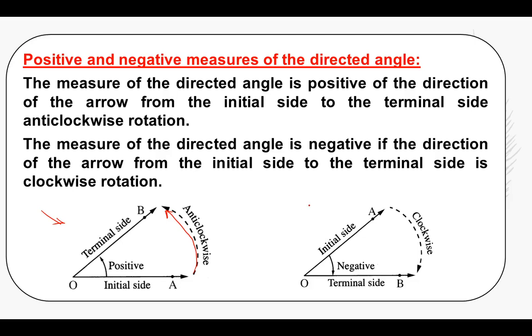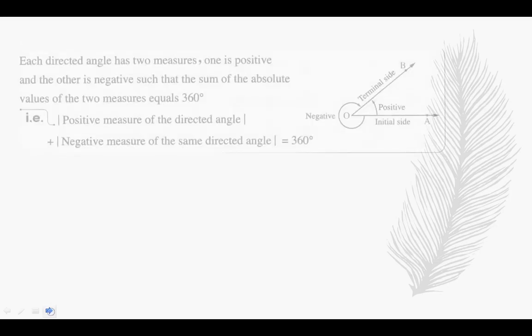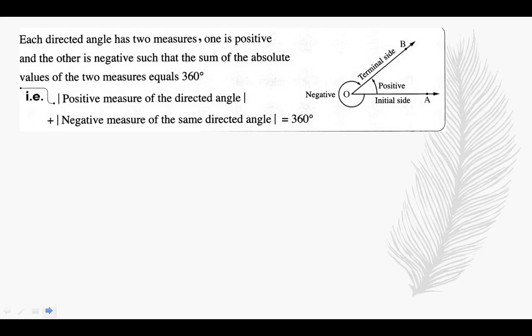But in the second figure here, the initial side is OA and the terminal side is OB, and the direction of rotation is clockwise, so the measure of this angle will be negative. Okay? So any directed angle has two measures. One of them is positive and the other one is negative.